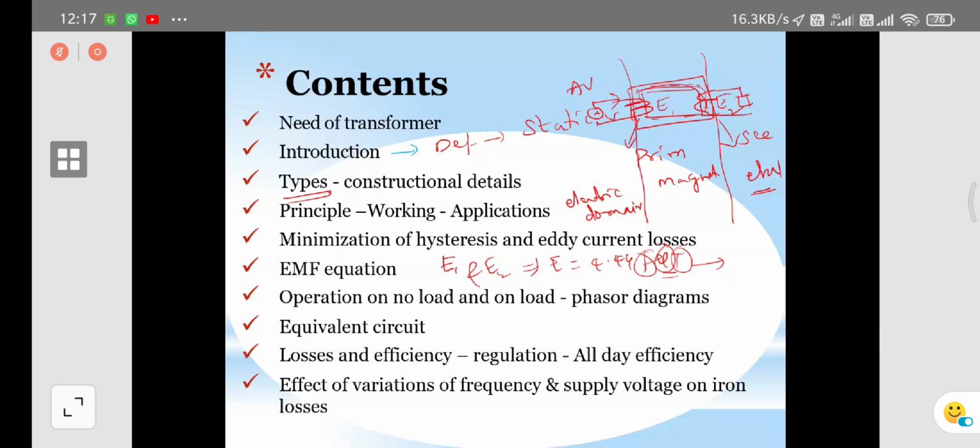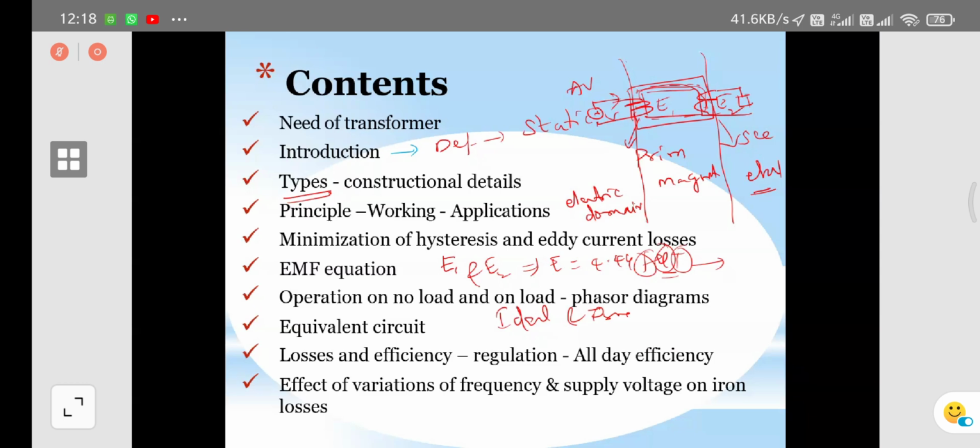have to know the difference between the ideal transformer and practical transformer. So after knowing the ideal transformer and practical transformer, then you can easily understand the no load condition and load conditions of the transformer and the phasor or vector diagrams.